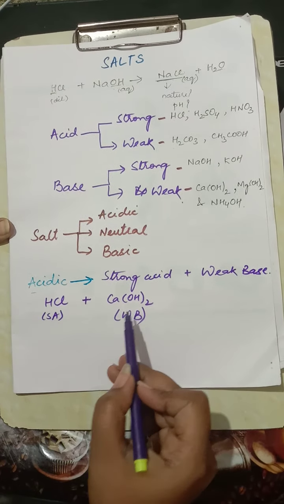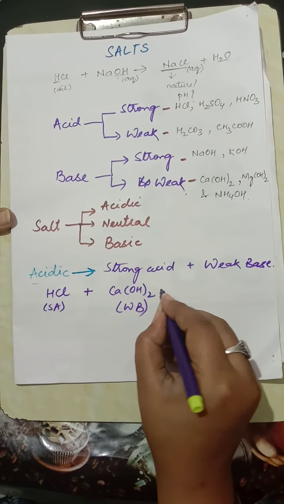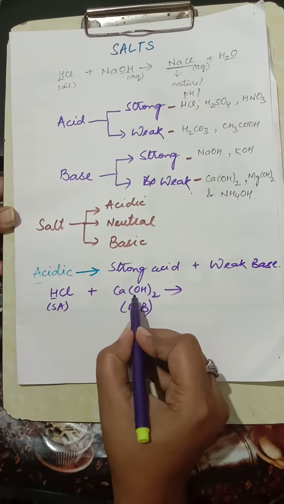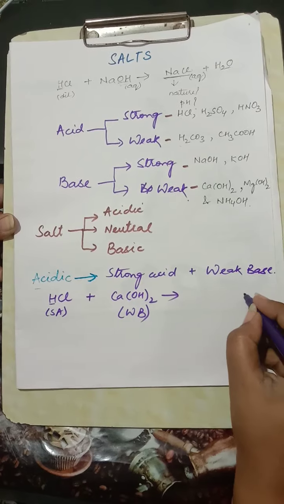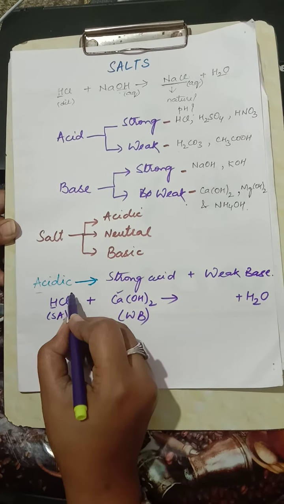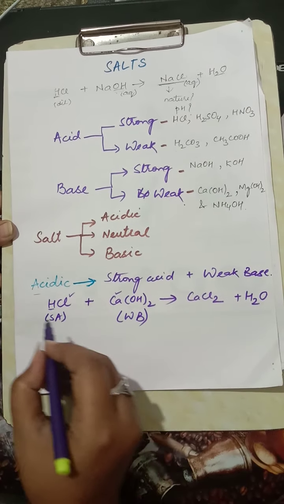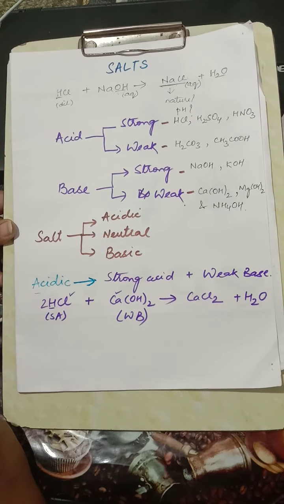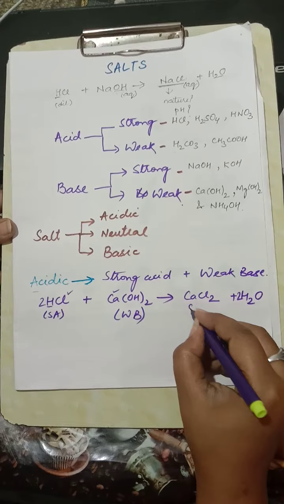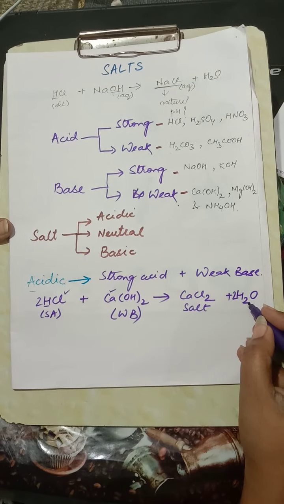When weak base is reacting with strong acid, salt will be formed. What will happen in this reaction? Hydrogen will combine with hydroxyl to form water molecule, and calcium will combine with Cl to give you calcium chloride. To balance this chemical equation, it is done, and 2 molecules of water. This is salt formed and this is water, you already know.